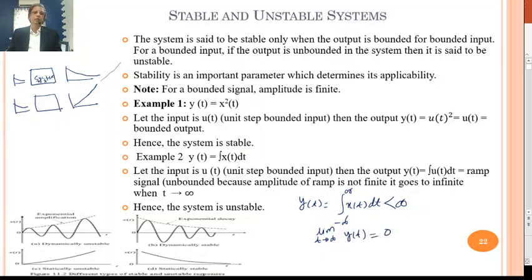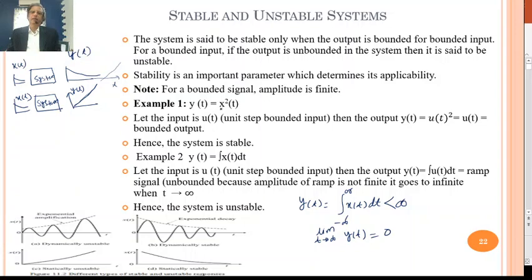If you observe these two, this is y of t, this is x of t, y of t is less than infinity, this is absolutely integrable. And second, as t tends to infinity, this is decreasing, and at t tends to infinity, this becomes 0. But for the second system, the input is bounded and the output is unbounded. At t tends to infinity, this becomes infinity. It does not approach 0, and the system is an unstable system.